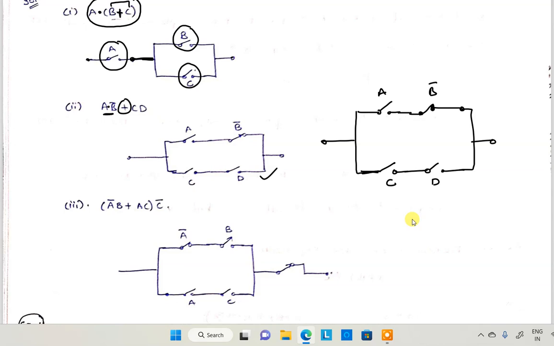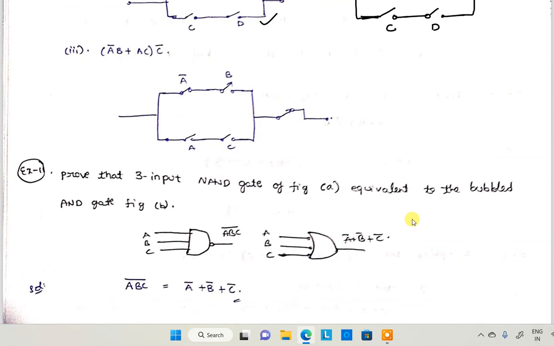Next, you are trying to draw this one: A bar is the representation, the dot is series, then B. Next, plus is nothing but a parallel, so A as it is, C as it is. The entire combination is then dot, that means in series with C bar. So this is the final representation.